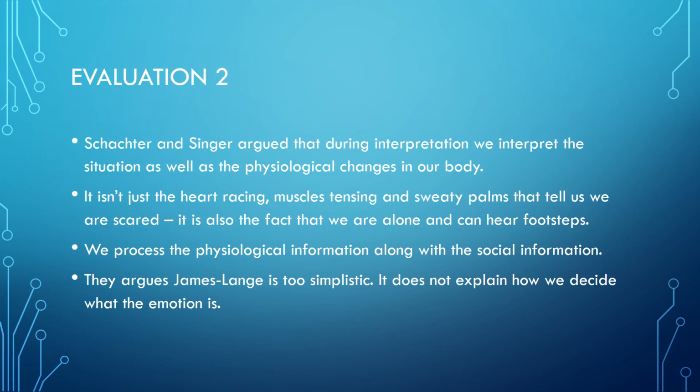So they're not arguing that you process the social information first. They have a two-factor theory that says all this processing is being done together. And again, they argue James Lang is just too simplistic. It just doesn't have enough explanation of how we decide what the emotion is. The physiological bits on their own just aren't sufficient.